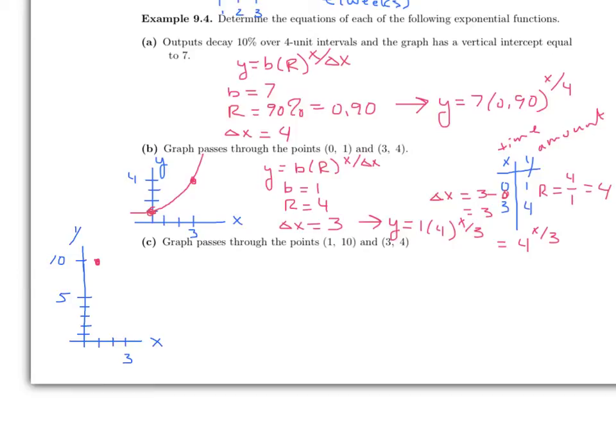And the graph passes through (3, 4). That would be approximately there. From looking at these 2 points, you can tell the basic shape of the graph. We know it's decreasing. Also, it's exponentially decreasing, which means it's going to have a trend like this. So we are trying to determine the equation of this function. Every exponential function has an equation of this form.